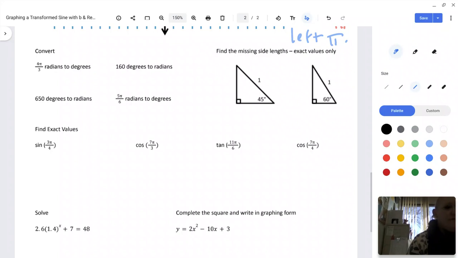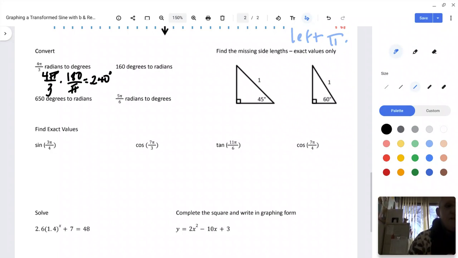So when we're going from radians to degrees, we are going to multiply by 180 over pi. So I'm going to take 4 pi over 3 times 180 over pi. How do I know that? Well, because I want the pi's to cancel, right? That's a way to check to see if you did it right. So now if I take 4 times 180 divided by 3, I get 240.